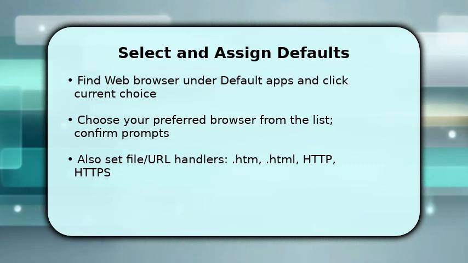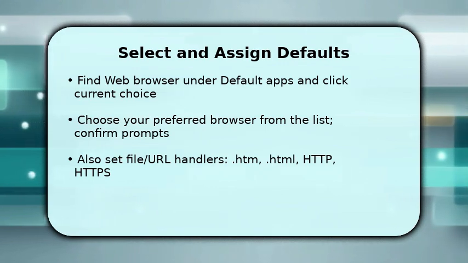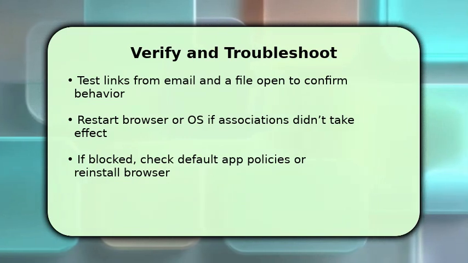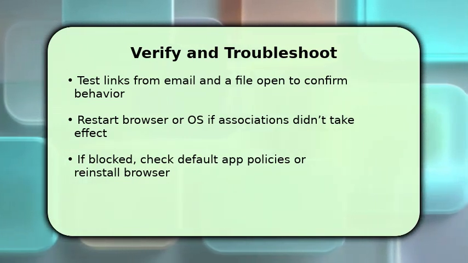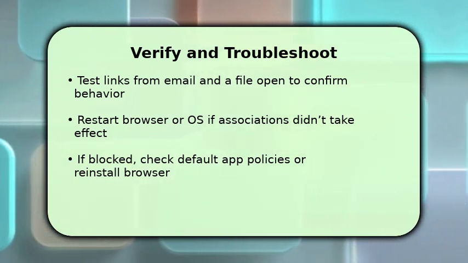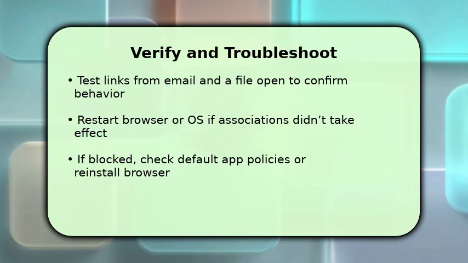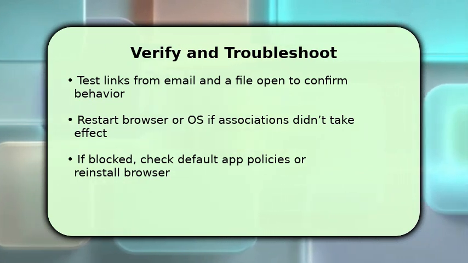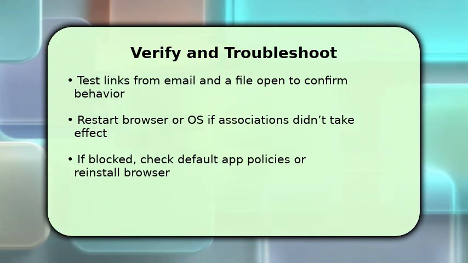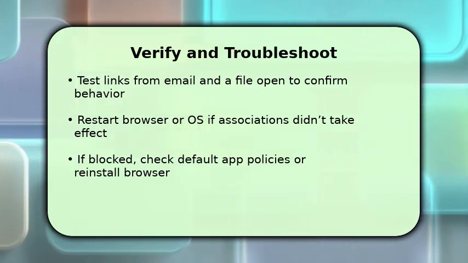You finish by testing. Click links from email and open an HTML file to confirm the chosen browser launches. If the change didn't take effect, restart the browser and, if necessary, reboot the system to refresh associations. Make sure to check for company policies or third-party tools that may override defaults. If those block the change, adjust policy settings or reinstall the browser to re-register its handlers.